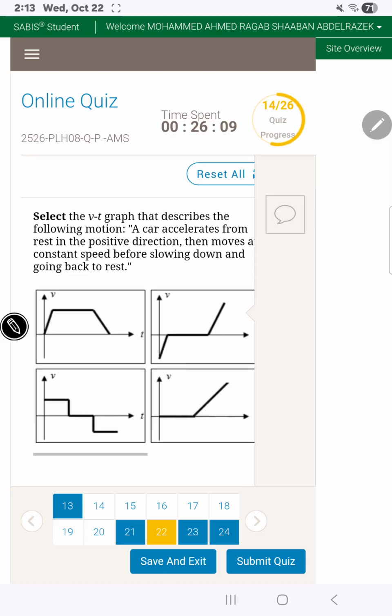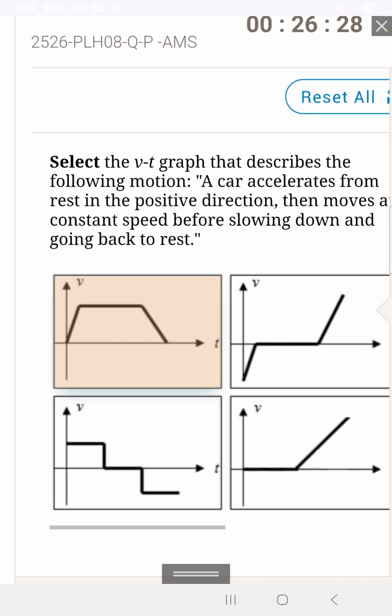Number 22. Select the v-t graph that describes the following motion. A car accelerates from rest in the positive direction, then moves at constant speed before slowing down, then goes back to rest. So here we have to choose this option. Why? Initially it's accelerating, that's acceleration here, then moving at constant speed. This is now moving at constant speed, the line is horizontal, then slowing down. Last part is slowing down until the velocity becomes 0 at the end.